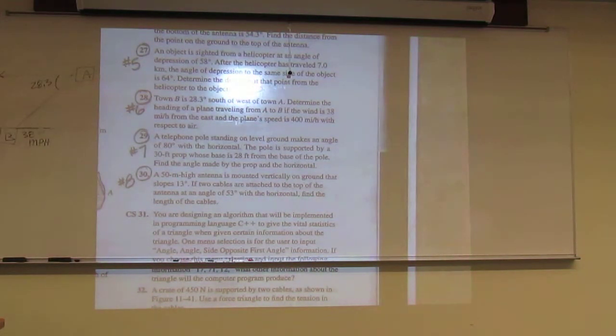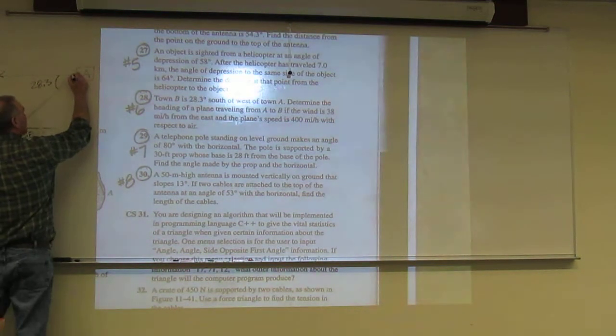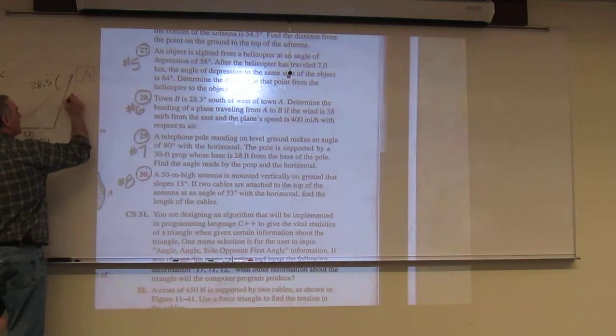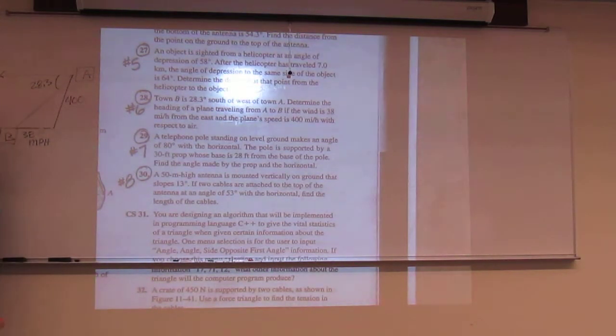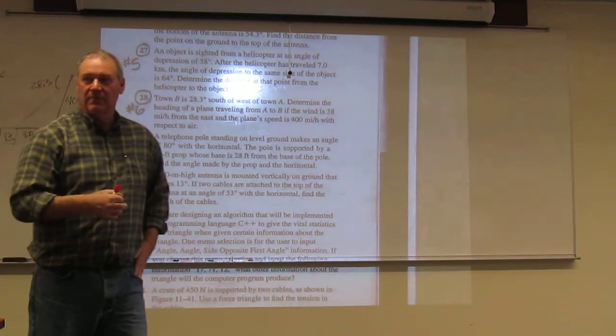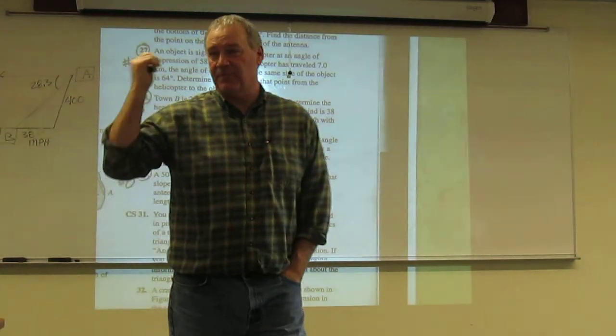The plane speed will be 400 miles per hour with respect to the air, so that is going to be this leg right here. That's 400. We do use a lot of vector diagrams. You're going to see this again in architectural when we analyze trusses. We used right angle trigonometry.